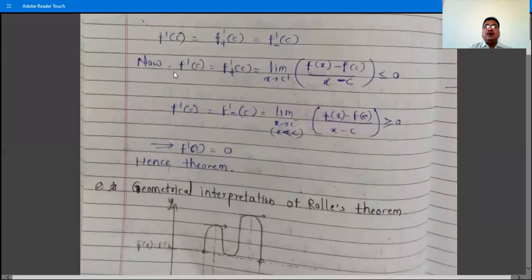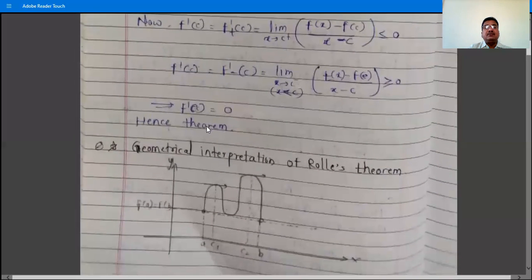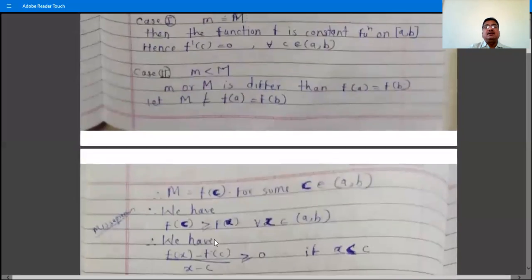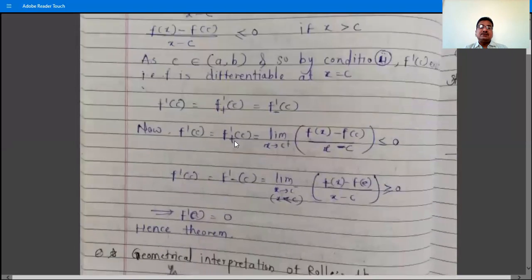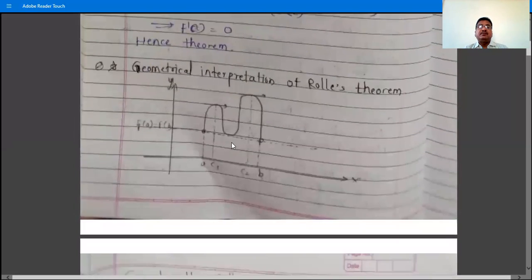And therefore f dash c is less than or equal to 0, and f dash c is greater than or equal to 0 implies f dash c is equal to 0, because the same quantity cannot be both less than 0 and greater than 0, which means it is equal to 0. Hence the theorem: we have a point c between a and b, belonging to the open interval (a, b), such that f dash c is equal to 0. So this is the proof of Rolle's theorem.